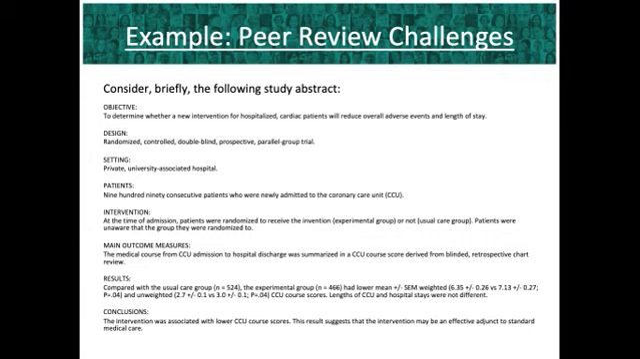So the conclusion was that this particular intervention was associated with better outcomes within the critical care unit, and so it, as the authors write here, suggests that the intervention may be an effective adjunct to standard medical care. Now, if you simply looked at this study abstract, I would actually probably say that this is a well-designed, well-controlled study that found an important statistically significant outcome.